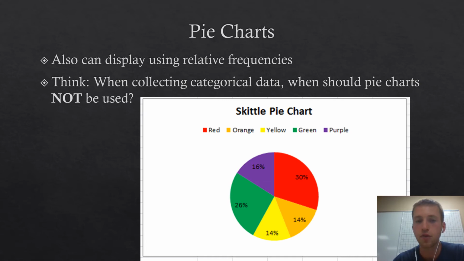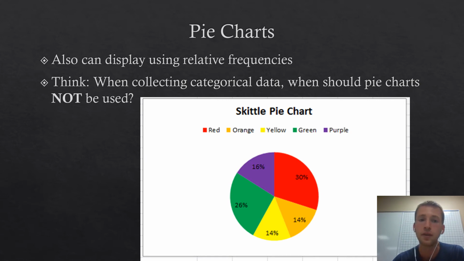And of course, just like a bar chart, we have relative frequency bar charts. With a pie chart, we can also do relative frequency pie charts. Again, relative is just a fancy word for percent. So here we can display the same data using percentages.